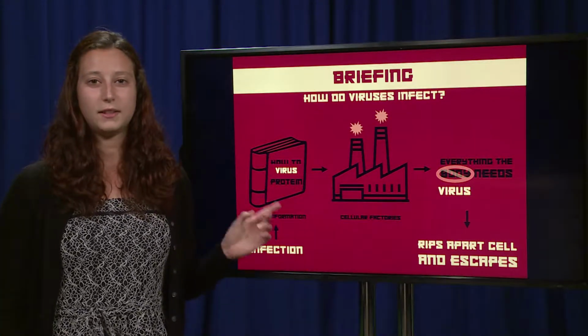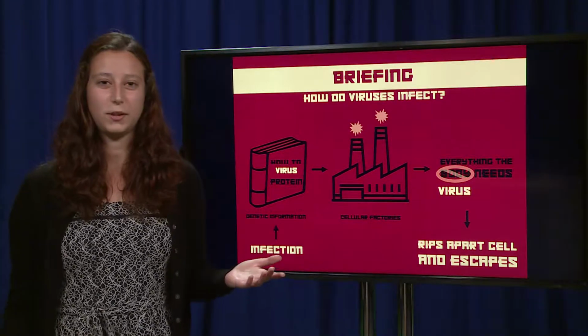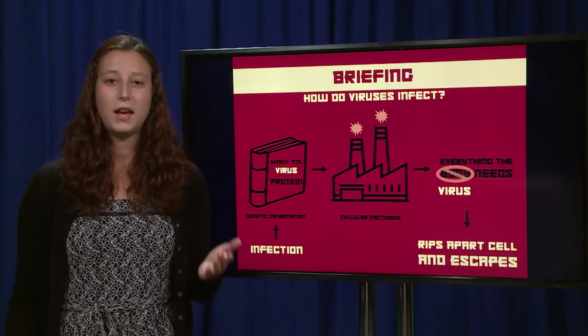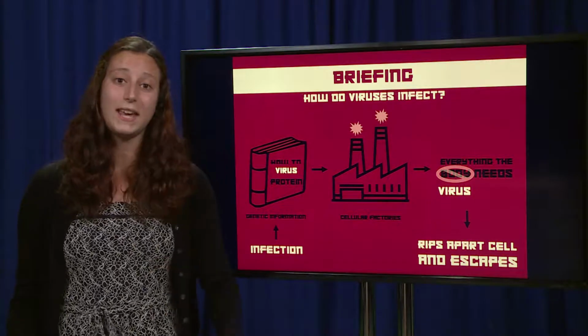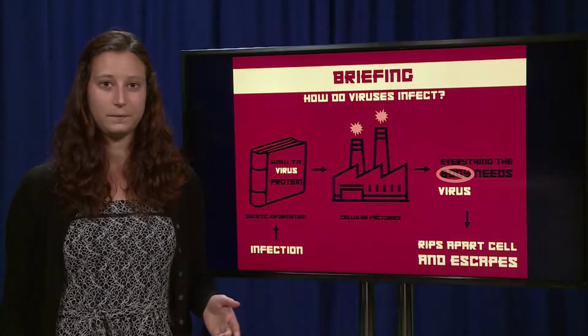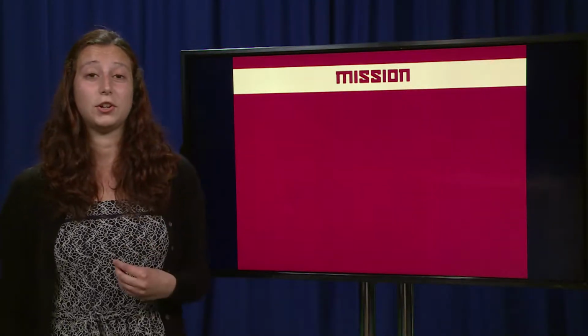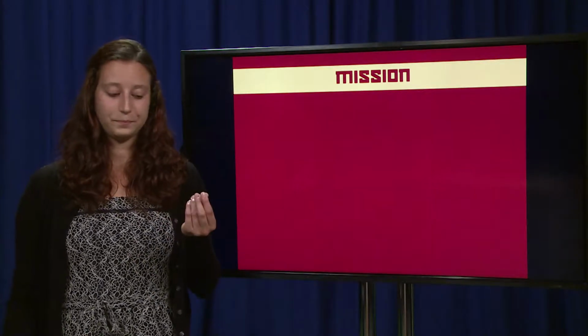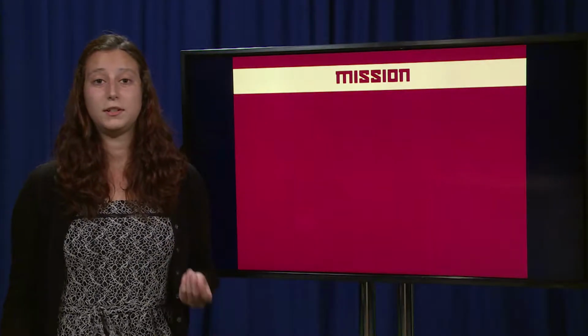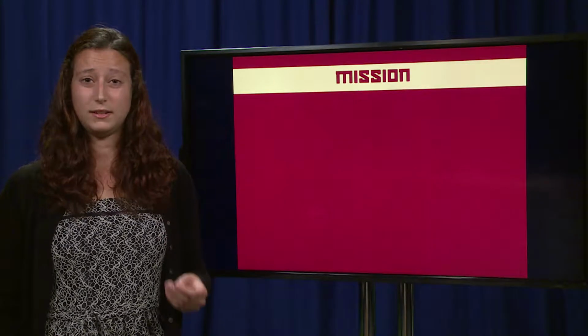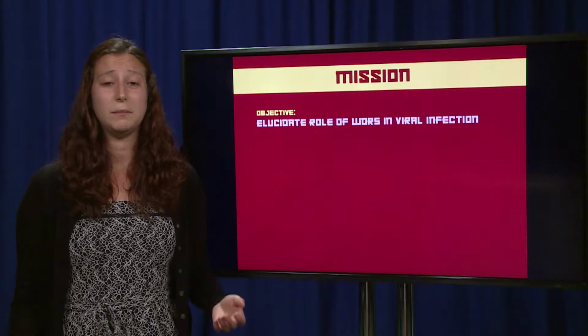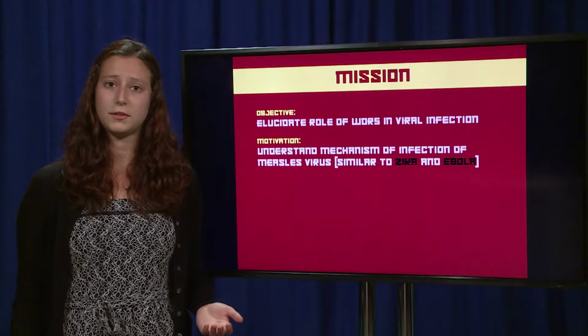WDR5 works here in these cellular factories, but what is it doing there? Who else is involved? And how can we use that information to take down these viral villains? I believe that the cure to an effective treatment to devastating viruses like Zika and Ebola lies buried deep in the infectious mechanism of measles virus.